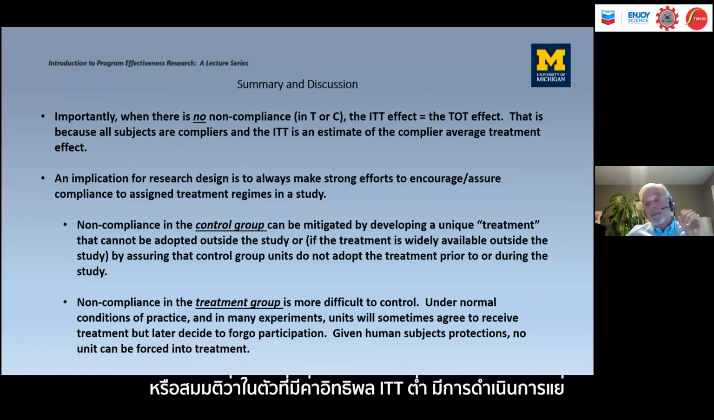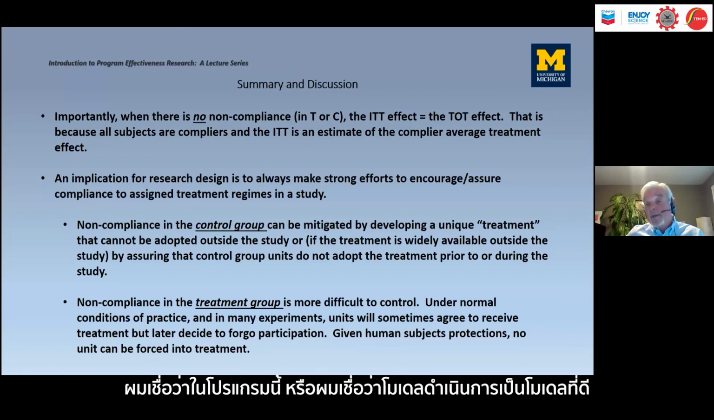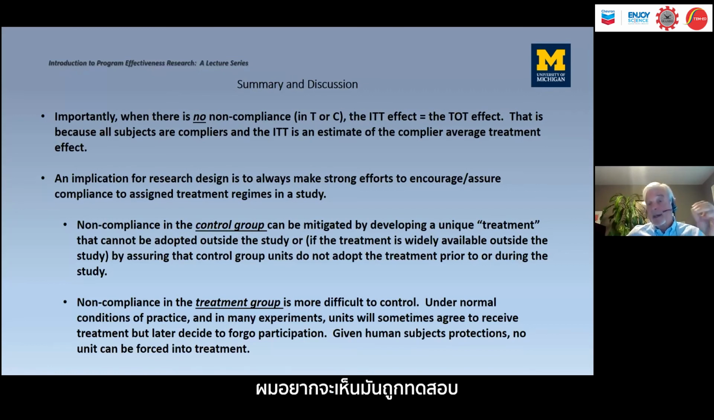Or suppose that the one that had the low ITT had poor implementation. Then I might begin to say, well, maybe implementation failure is what explains the low ITT. I believe in this intervention, or I believe that the implementation model is a good one. I'd like to see it tested.